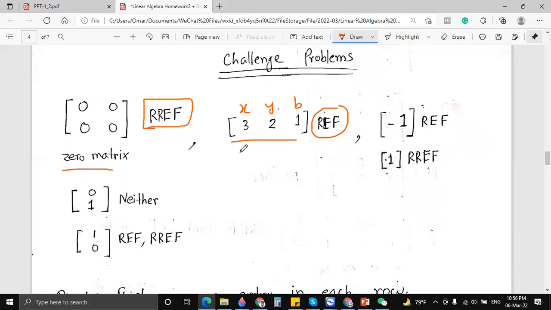So 3x plus 2y is equal to 1. So we have only one equation. Before and after, above and below, we don't have any other equation. That means we have only 0, or we have only a space, only a hole, or just a space. That's why we let all the entries above and below this pivot point be 0.